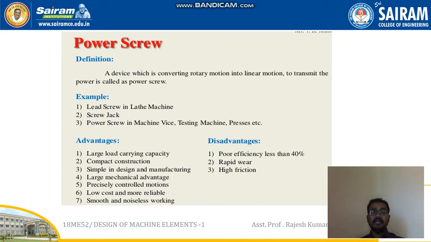It is a device which converts rotary motion into linear motion to transmit power, and is called the power screw. Examples: lead screw in lathe machines, screw jack, power screw in machine testing machine, presses, etc. It has many advantages compared to the disadvantages.